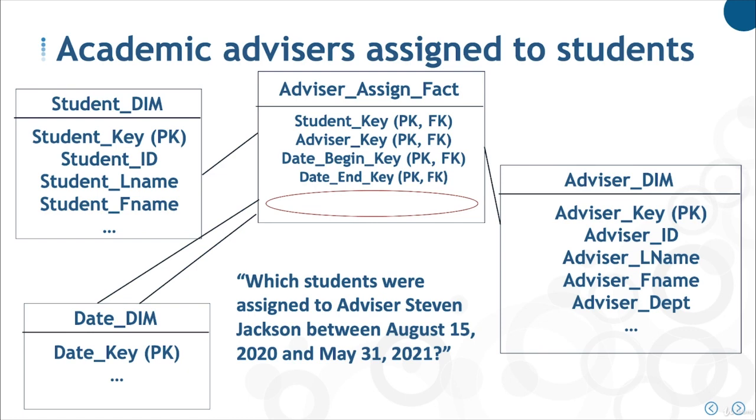What we have here, you'll notice, is a key linkage between the advisor assignment factless fact table back to the student dimension, another one back to the advisor dimension, and as I mentioned earlier, two linkages back to the date dimension for both the beginning and the ending dates of that particular assignment. But again, it's a factless fact table, so there are no facts there. And what we can do is answer questions along the lines of what students were assigned to advisor Stephen Jackson between August 15th, 2020 and May 31st, 2021.